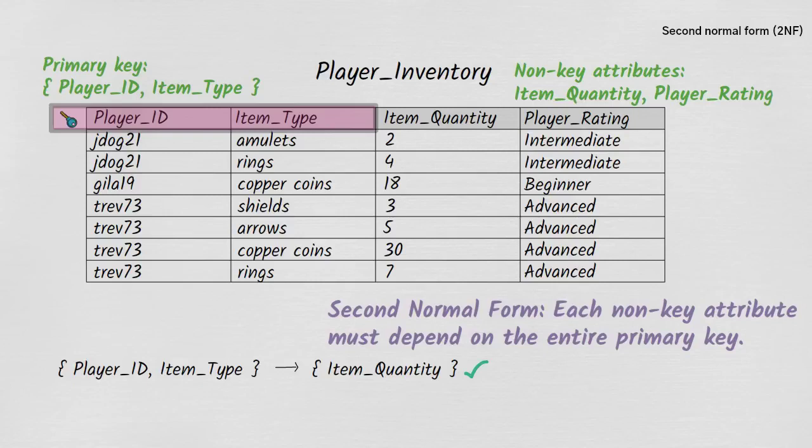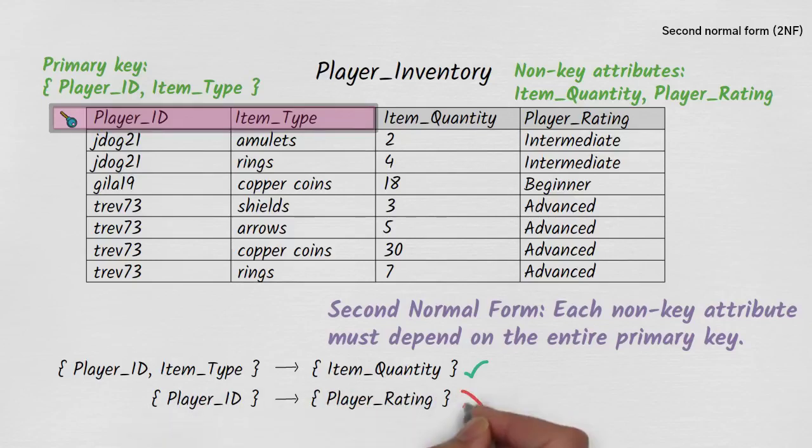Does player rating depend on the entire primary key? No, it doesn't. Player rating is a property of the player only. In other words, for any given player, there's one player rating. This dependency on player is the problem.